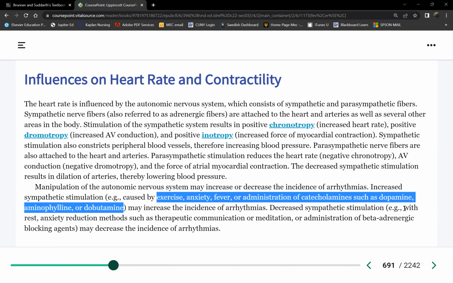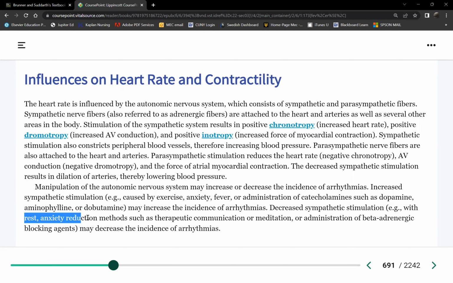So if sympathetic causes increased heart rate, increased blood pressure, and vasoconstriction, what will be the effect of parasympathetic? Okay, so it will cause bradycardia, low blood pressure, and vasodilation. Okay, so here are some effects.